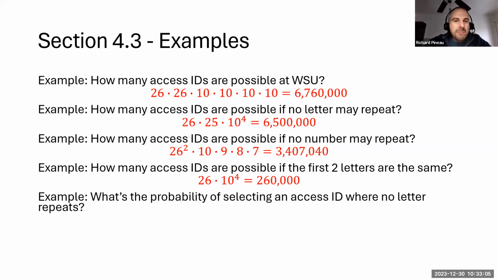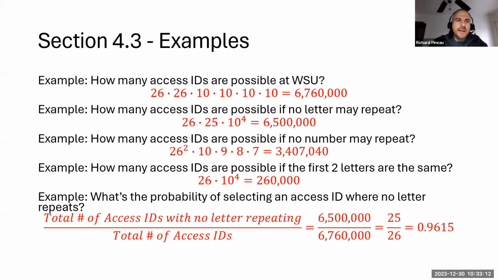And we want to know, what is the probability of selecting an axis ID where no letter repeats? So here we're mixing some probability with counting, okay? So what we need to do is figure out the total number of axis IDs with no letter repeating. That's easy, that's the second example. That's 6.5 million. The total number of axis IDs, that was the first one we did, 6.7 million. So that gives us 25 out of 26. So pretty good probability, 96.15% chance that you've got an axis ID out there with no letter repeating. I'm in that group. My first 2 letters are AO.